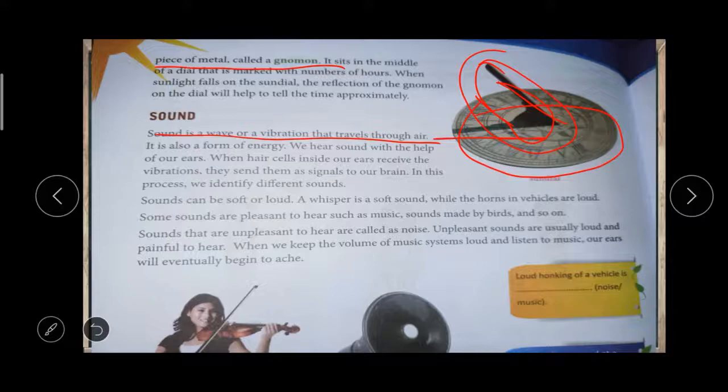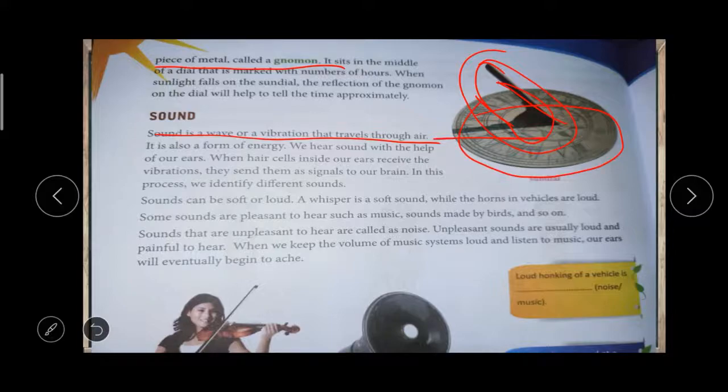We are able to hear the sound with the help of our ears, right? When the hair cells inside our ears receive the sound, they are not receiving the sound, they are receiving the vibration. Our hair cells inside our ears receive the vibration and send signals to the brain. In this process only we can identify what sound it is.